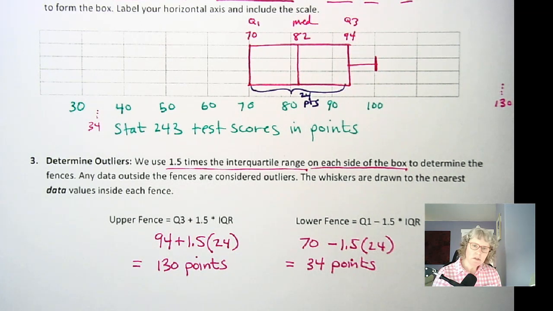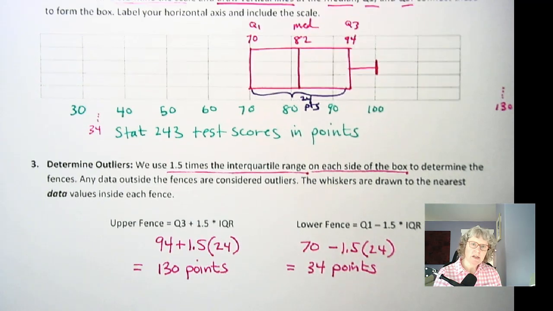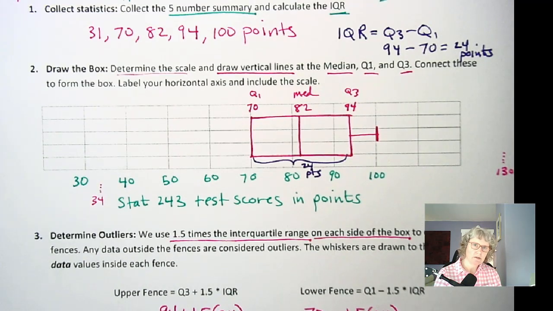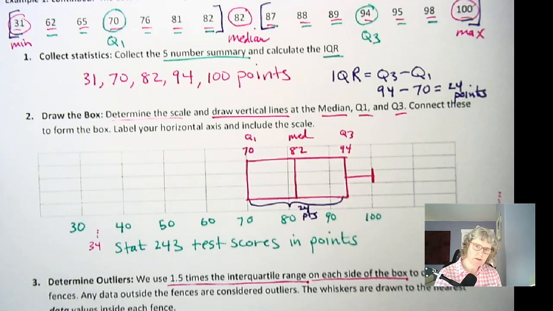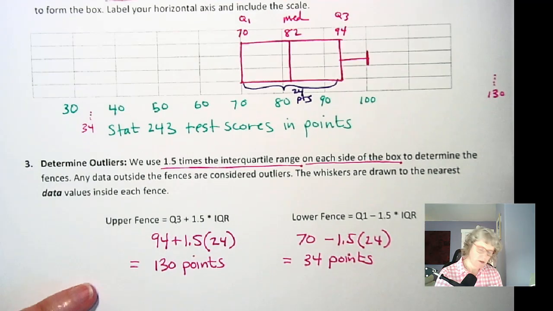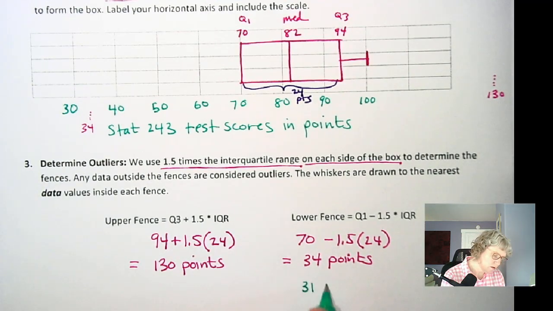Okay, the lower one's a little harder because our fence was 34. We need to go back to our data. Do we have any outliers? We do. 31 is below 34, so that's outside the fence. So 31 is an outlier. I'm going to write that under my fence here. So 31 is below the lower fence. We don't have anything above the upper fence.